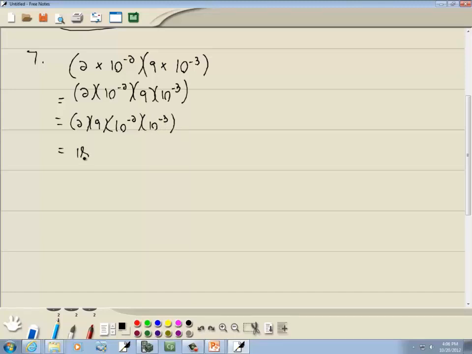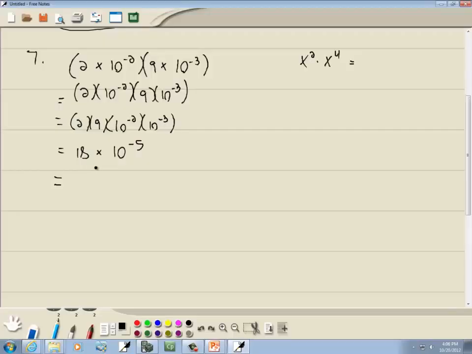2 times 9 is 18. And 10 to the negative 2 times 10 to the negative 3. When you multiply 10 to a number times 10 to a number, think of when you had x's. X squared times x to the 4th. You added the exponents. Well, same thing here. We'll add these. Negative 2 and negative 3 gives us negative 5. Now this isn't in scientific form.